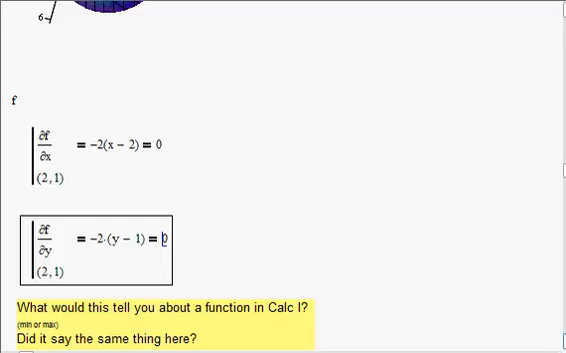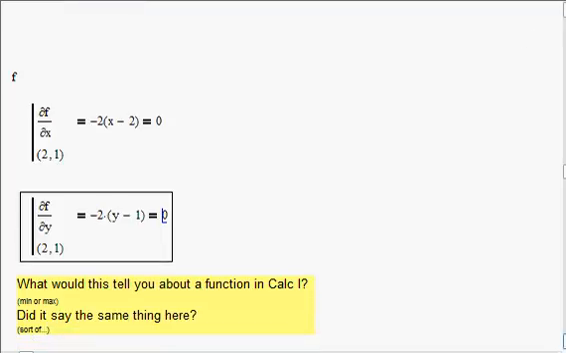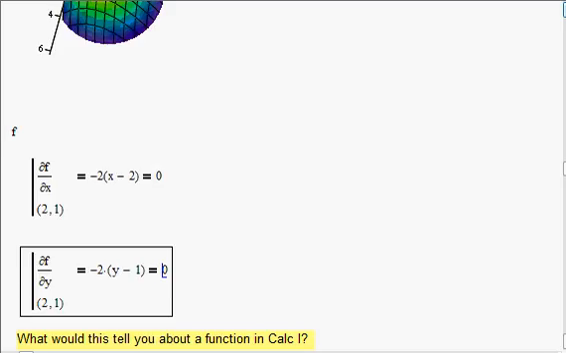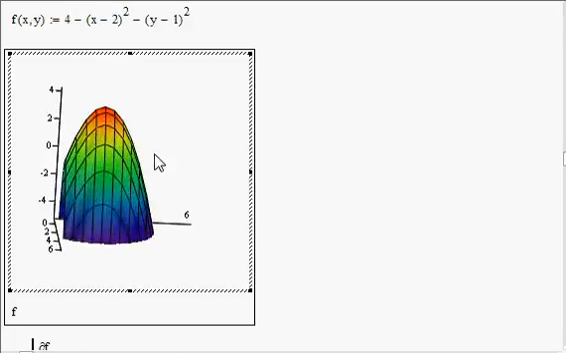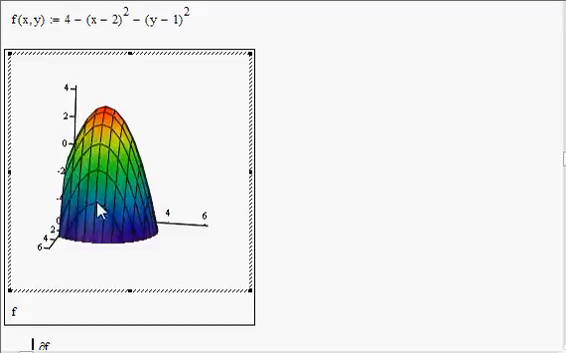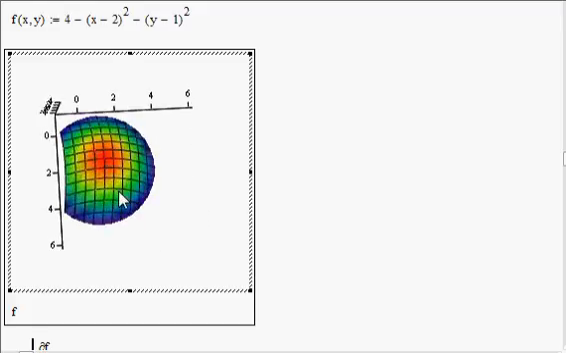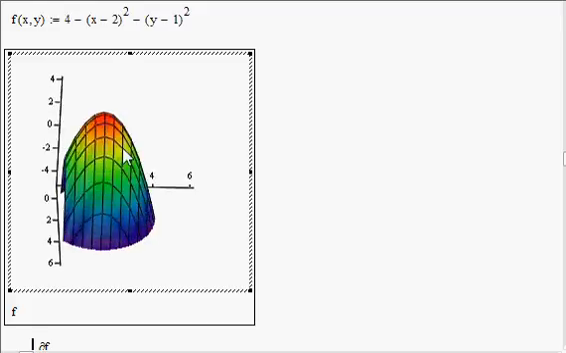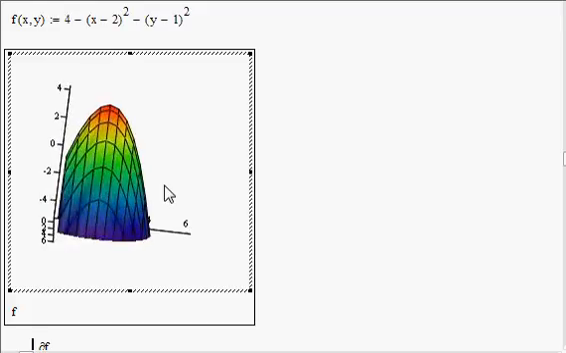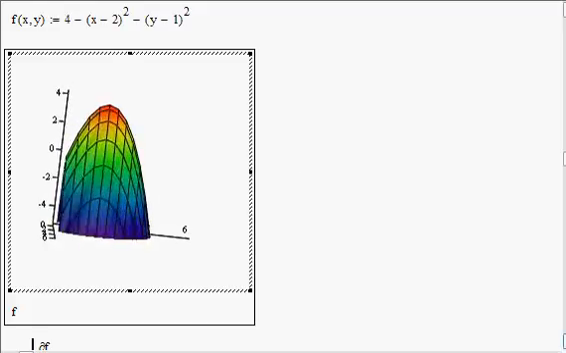What would this tell you about a function in Calc 1? It would say, well, we have a critical point at the point x equals 2, y equals 1. Did it say the same thing here? Kind of. You could probably see, if you look at this graph, that there is a maximum point for this paraboloid up here at the point where x equals 2, and y equals 1. And so it does kind of tell us something very similar to what it would have done in Calculus 1, where the derivative is 0, and we could have a minimum or a maximum.